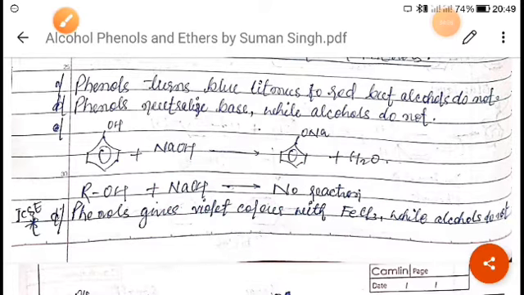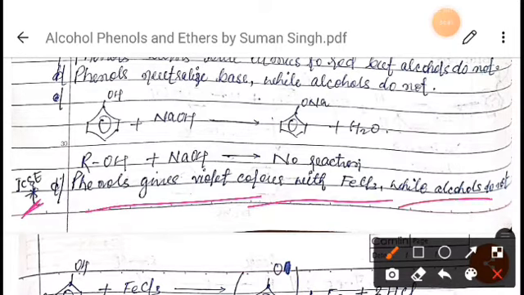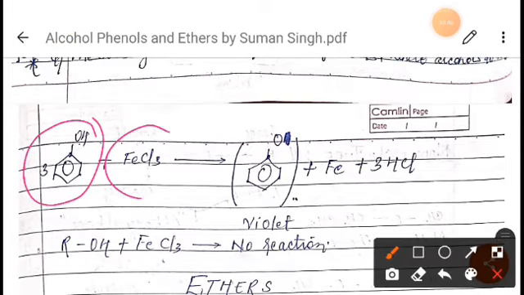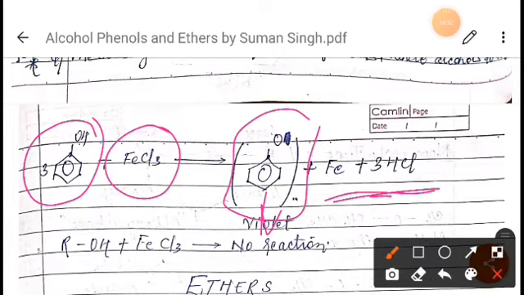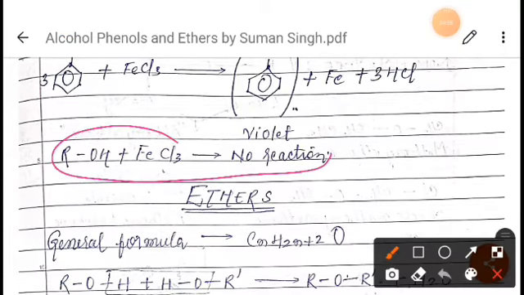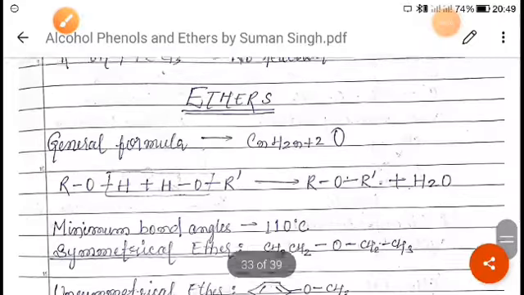Now next, this is also in your syllabus: phenol gives violet color with FeCl3, while alcohol does not. As you can see, it is violet in color. When we are reacting this phenol with FeCl3, we get something like this. So this is violet in color. Okay, 3HCl will come out from the reaction. But when we are talking about ROH and FeCl3, we will get no reaction, right? So I hope you have understood phenols and their properties.